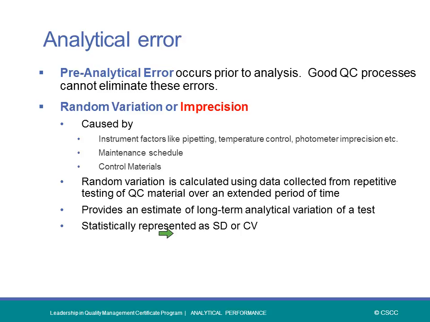Imprecision defines random variation, and it's caused by various instrument factors, factors related to maintenance of an instrument if the test is being done by an instrument, the nature of the quality control material. But we all know that we try to assess random error or measure random error of our methods by looking at the standard deviation or the coefficient of variability.